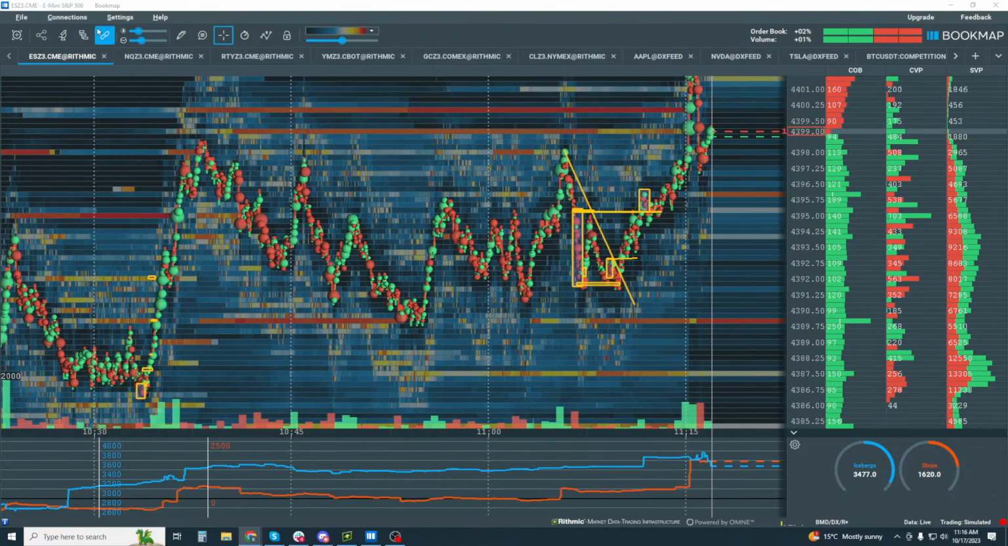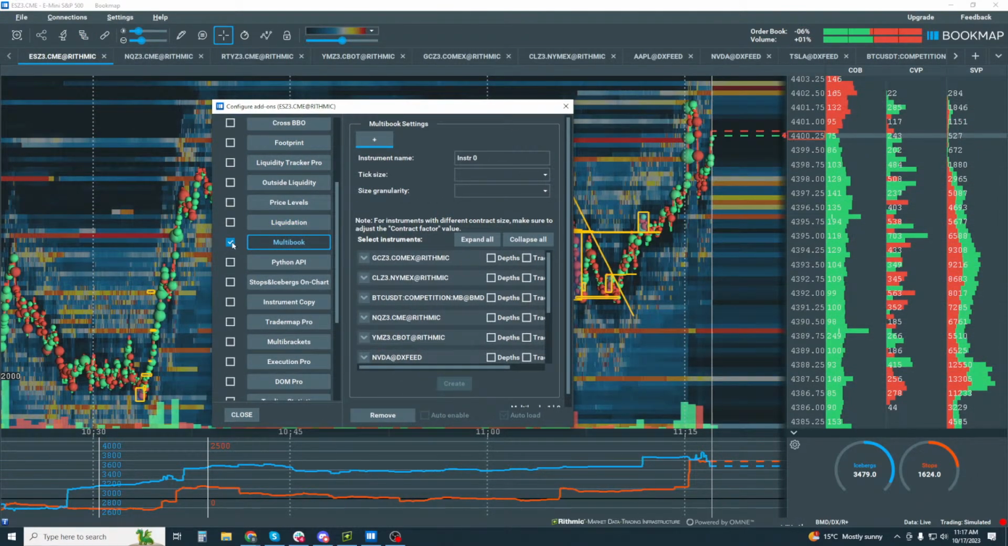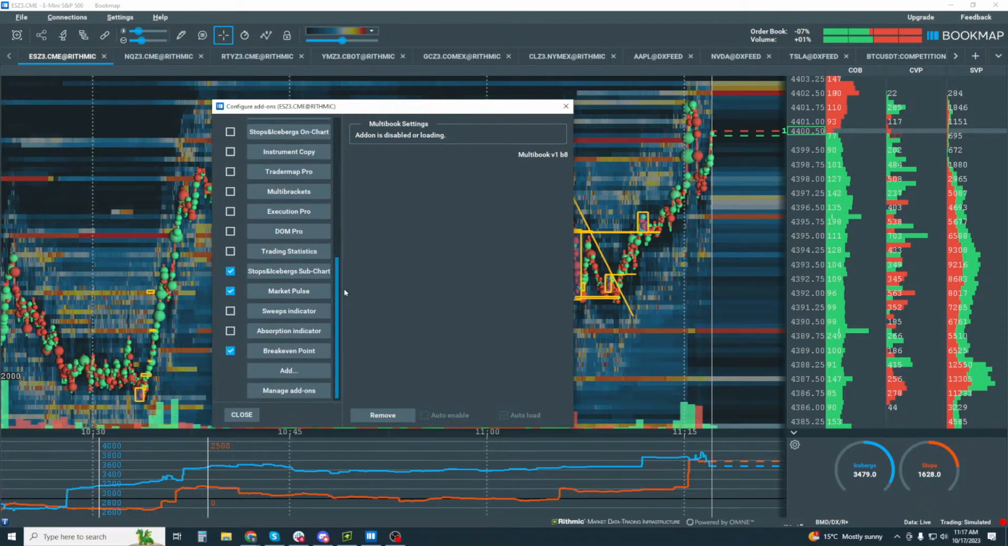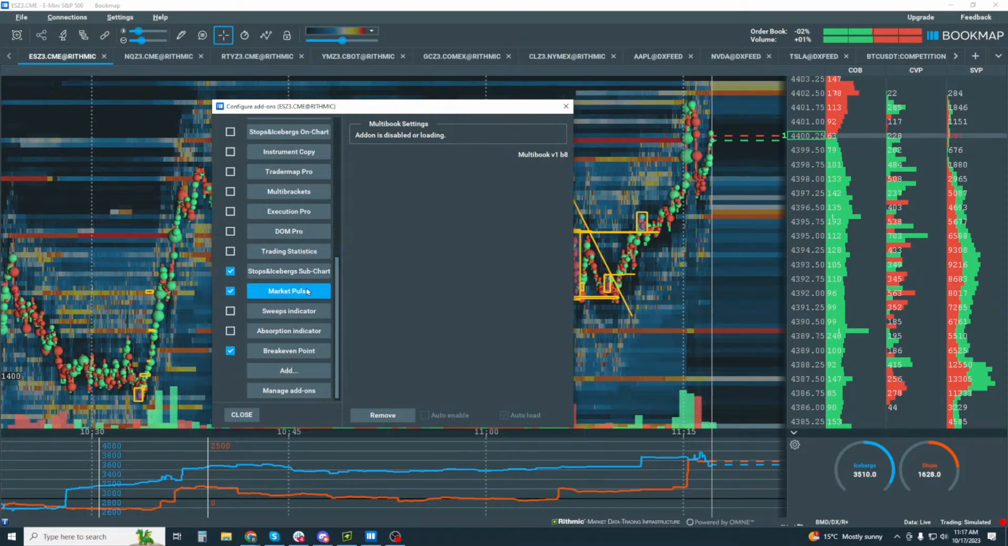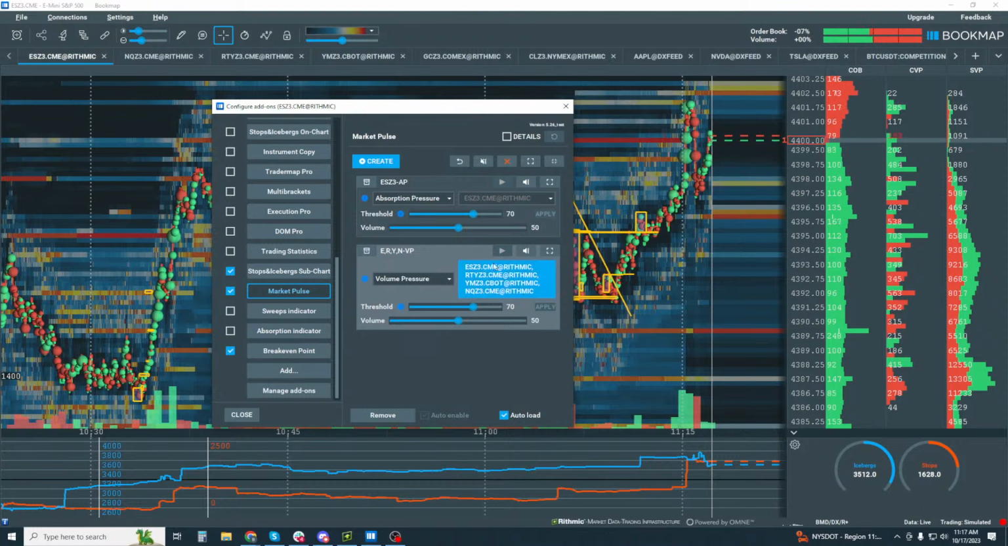Let me show it to you guys. I actually had mentioned this to Scott, and then Scott's like, "Oh yeah, I'll use that. That's a great idea." We have volume pressure in here for multiple instruments.